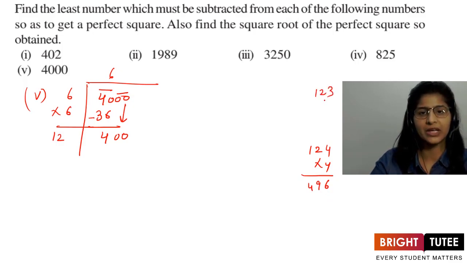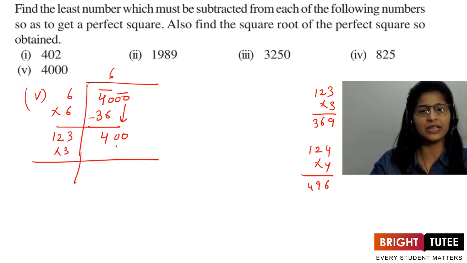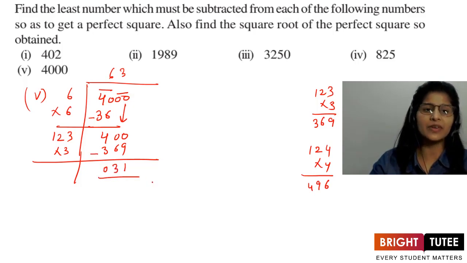Let's try with 3. 3 3s are 9, 3 2s are 6, 3 1s are 3. Yes, we can write this. So we will try with 3. Okay. What we get at 3? We get 3, 6, 9. Here I am writing 3. 10 minus 9 is 1. 9 minus 6 is 3 and here it is 0. So what is the remainder that we are getting? 31.